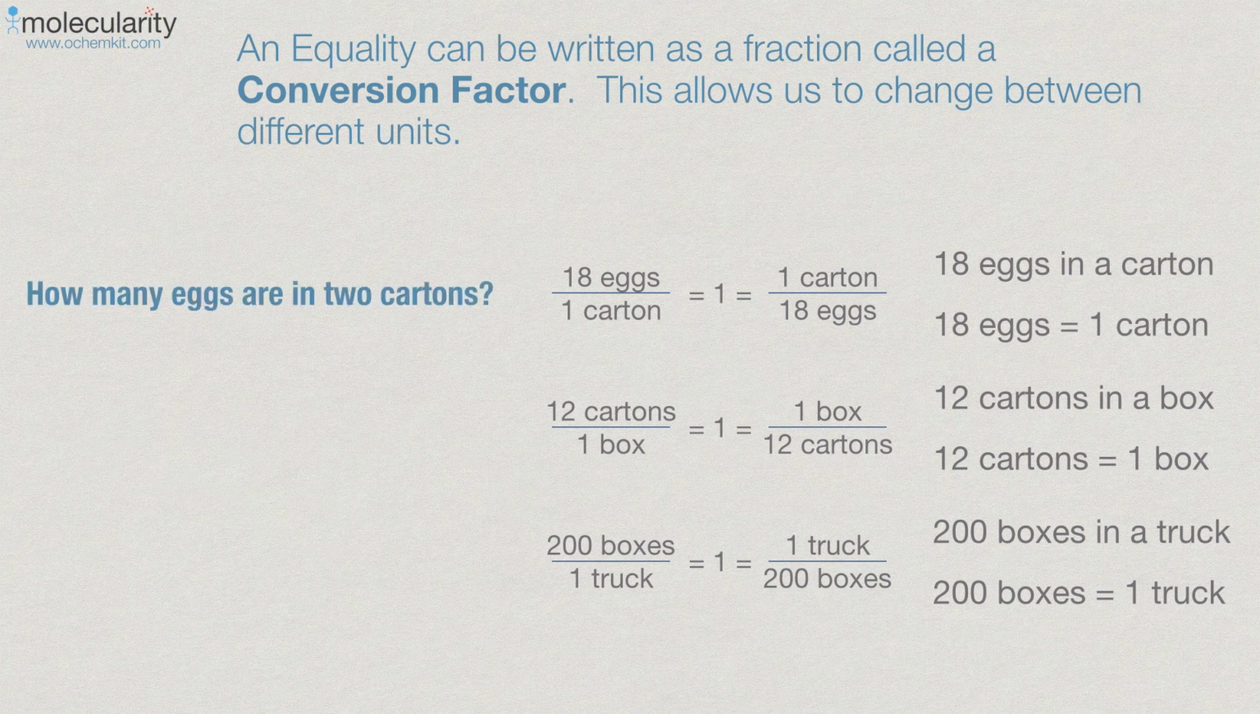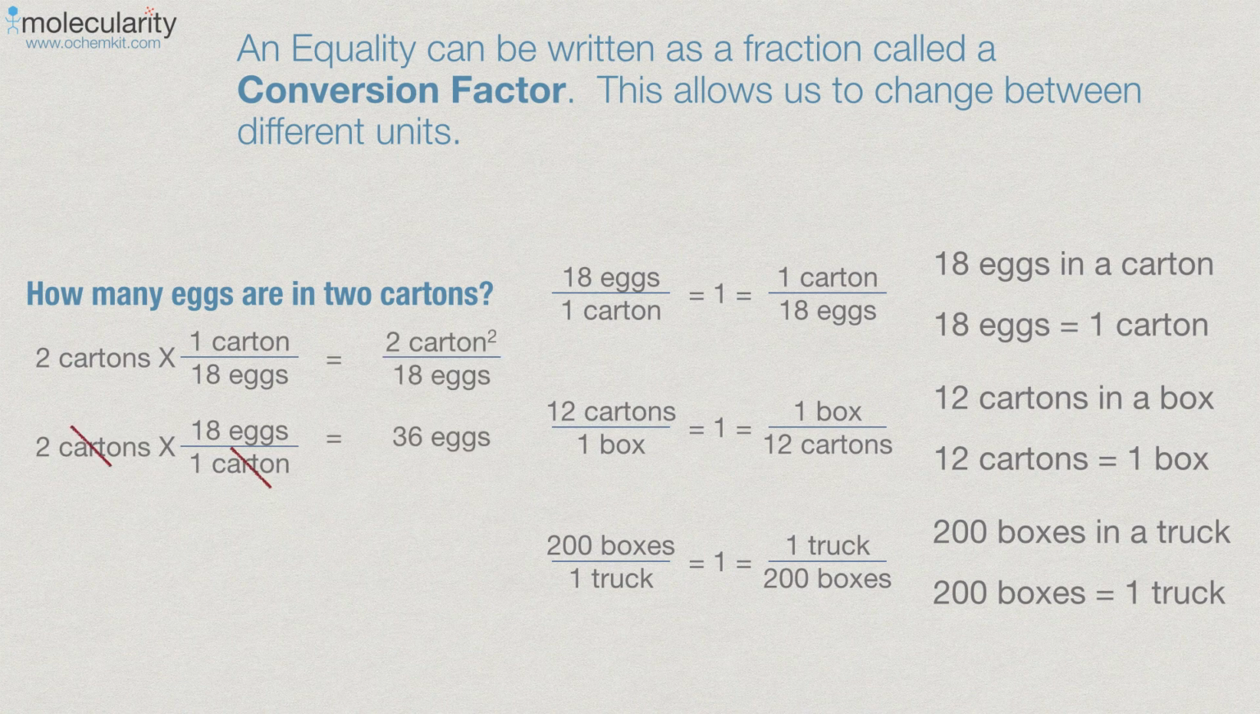Let's determine how many eggs are in 2 cartons. I can multiply 2 cartons by 1 carton over 18 eggs, or by 18 eggs over 1 carton, but which way is correct? If I do it the first way, then I'm left with units of carton squared over eggs. With the second way, we get carton over carton, which cancels out, leaving only units of eggs. Always arrange your conversion factors so that it cancels out a unit.